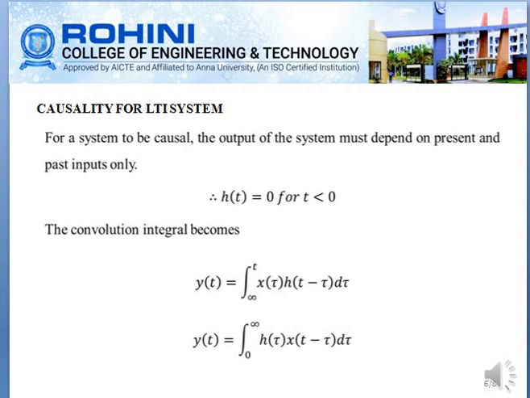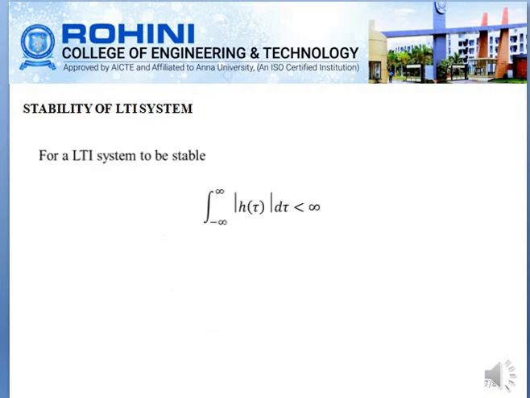Causality for LTI continuous time system. A system is said to be causal if the output of the system depends on the present and past input only, and the impulse response h(t) is 0 for t less than 0. The convolution integral becomes y(t) = integral from minus infinity to t of x(tau) h(t minus tau) d tau, or y(t) = integral from 0 to infinity of h(tau) x(t minus tau) d tau.